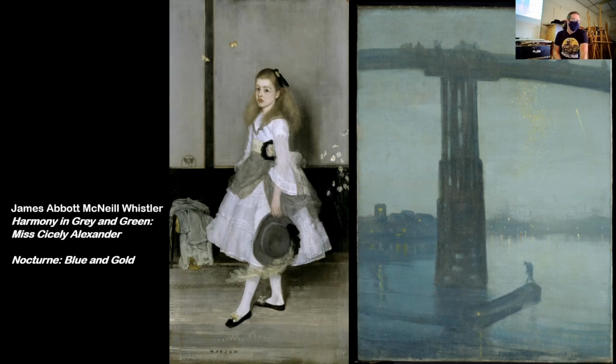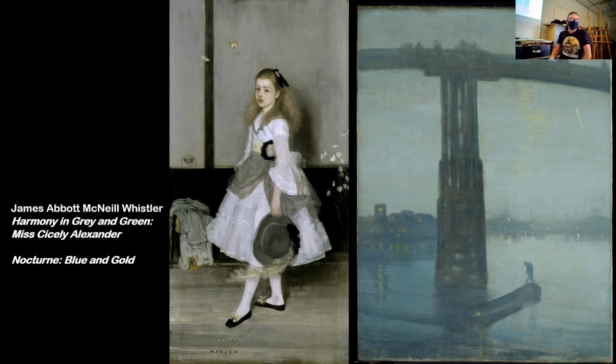A particularly great one is James Abbott McNeill Whistler. Whistler often even titled his paintings like they were musical compositions, like a harmony in gray and green, nocturne, blue and gold. They would often have this musical terminology that paid a certain amount of homage to the harmony that he was trying to create by only using tones oftentimes.